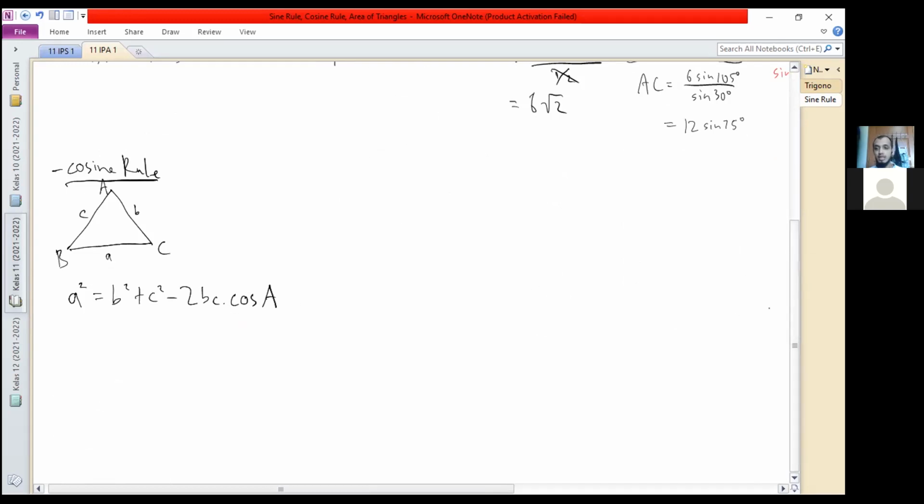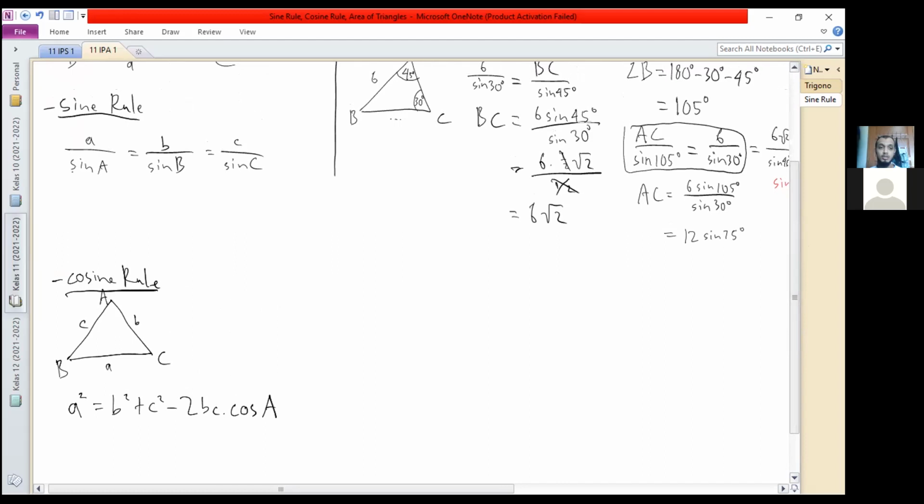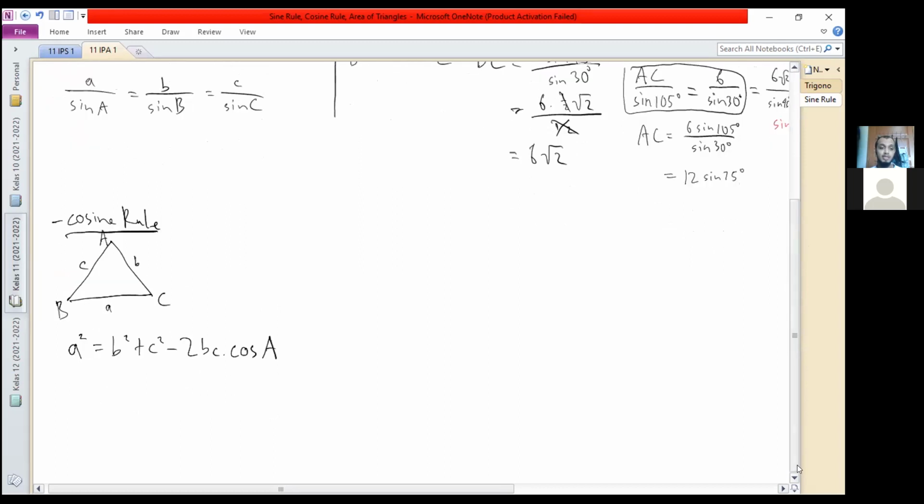Okay, notice the function that is being used in each rule. In the first one, we only use sine, and in the second one, the cosine rule, we only use cosine. And that's why the first one is called the sine rule, and the second one is called the cosine rule. So we have this formula: A squared equals b squared plus c squared minus 2bc cos A. This one is definitely more complicated than the sine rule.